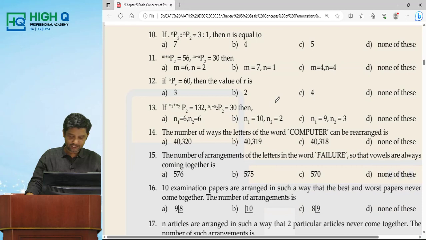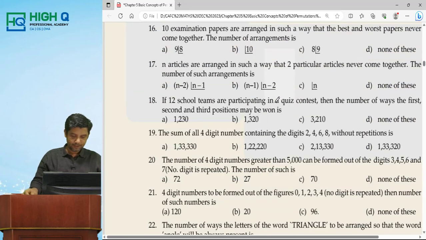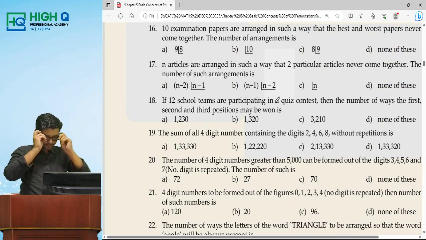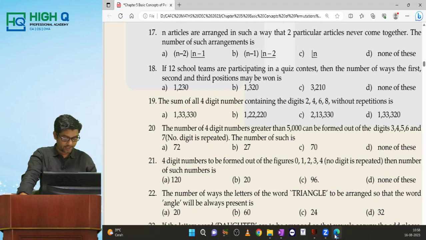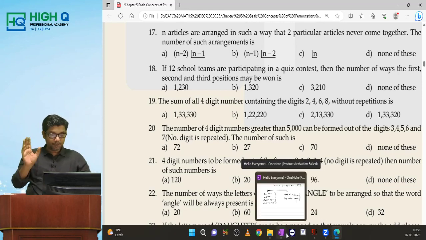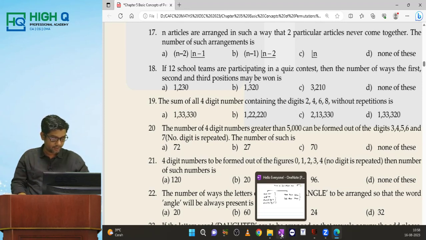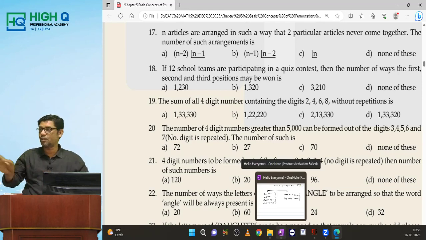Let me go to the first exercise. Sum number 20: the number of 4-digit numbers greater than 5,000 that can be formed out of the digits 3, 4, 5, 6 and 7, where no digit is repeated. That means repetition is not allowed.